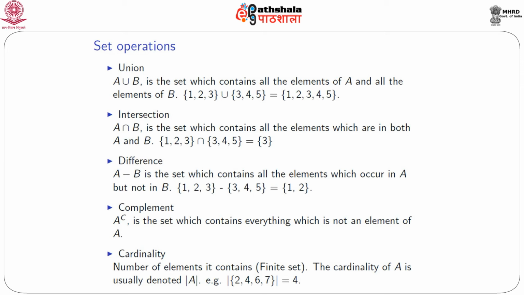And the number of elements in a set is called cardinality. We define cardinality as mod. And for this set {2, 4, 6, 7}, we have 4 elements. So, the cardinality of this set will be 4.